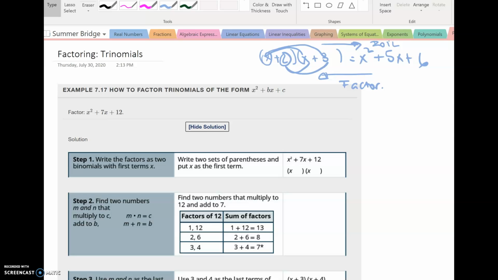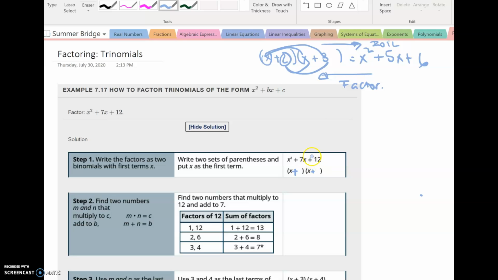All right, so now that we've kind of talked about that, we're going to get into it. So we talked about two sets of parentheses where x is the first term because x times x is x squared, and we always need to be able to go back. Okay, now if both signs are positive, then that means both signs in my parentheses are also going to be positive, because positive times positive is a positive. We start getting into a little bit more complicated factoring when these are not positives.